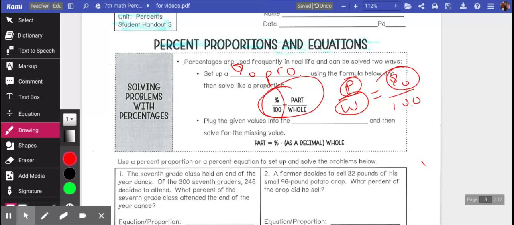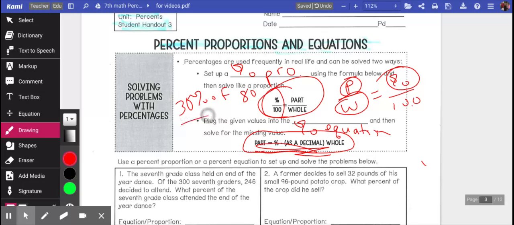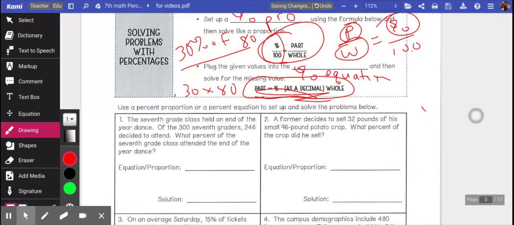And then we also can do a percent equation, and then you solve for the missing value. The only time I ever do that is like in the handout two before this, when we did something like 30% of 80. That's the only time I use this, if it's pretty clear cut. Then I do 0.30 times 80. Otherwise, I always use the proportion.